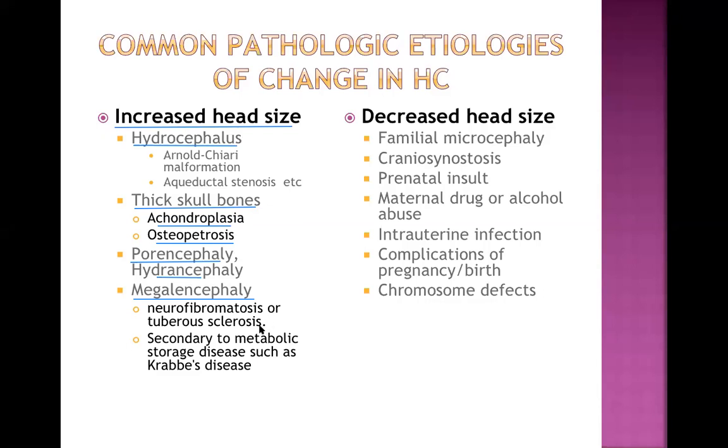Neurofibromatosis or tuberous sclerosis, both of these are genetic conditions which may run in the family, and the brain may be bigger in size. And another is some storage disorders, like lipid storage disease. One example is Krabbe's disease, where there is abnormal substance deposited inside the brain and the overall brain looks bigger in size. So these all are called causes of macrocephaly. Please remember, macrocephaly means big size head. Hydrocephalus is one of the causes of macrocephaly.